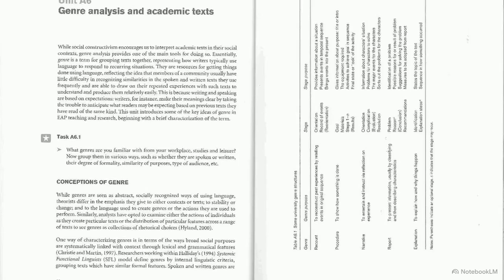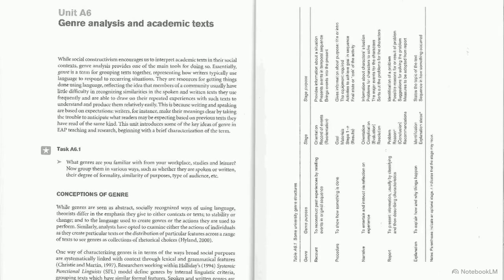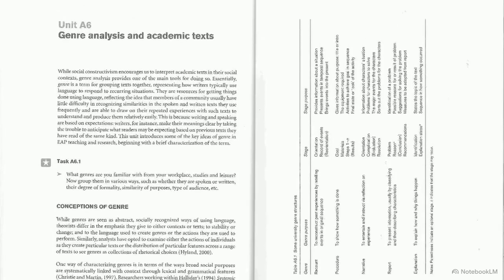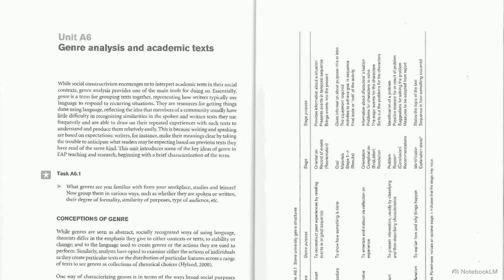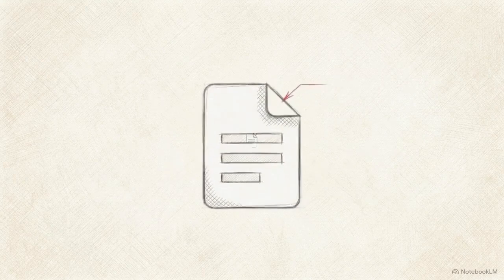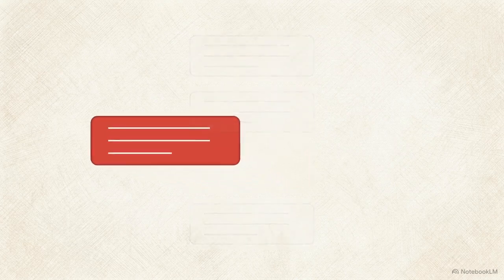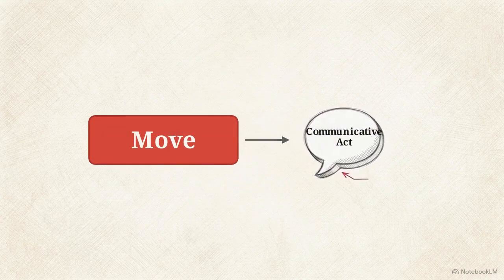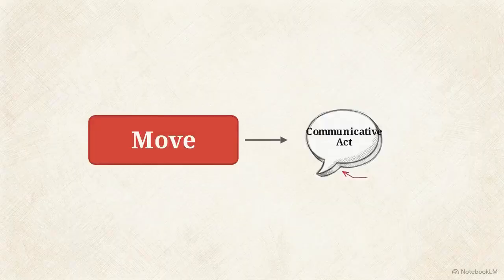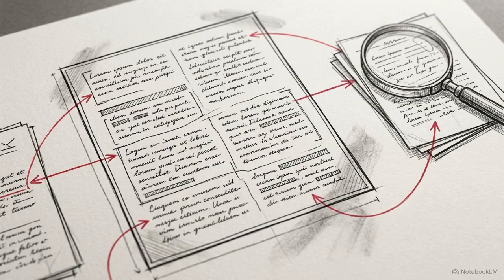They are the ways a specific community uses language to respond to recurring situations. To identify these patterns, researchers use an evidence-based method called genre analysis to reveal the underlying architecture of a text. This process takes a large sample of a specific text type and deconstructs its functional stages. The core unit of this analysis is the rhetorical move. A move is a distinct communicative act within a text. Every move is designed to achieve a specific function.